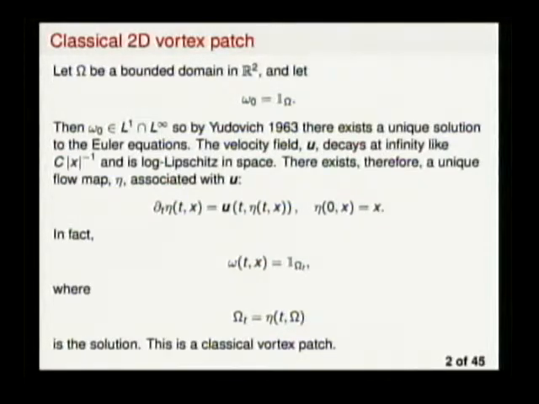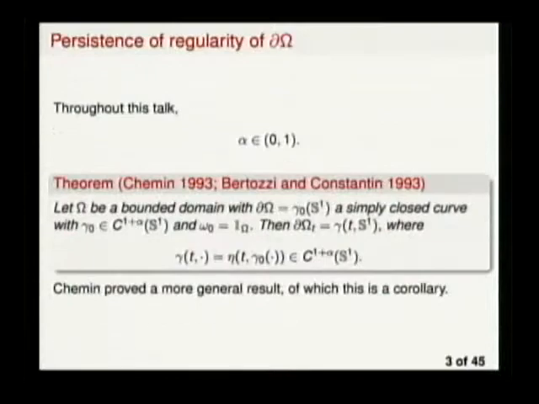So there's an associated flow map, which is a unique flow map, which we'll call eta. Okay? And so the vortex patch itself is the patch as it evolves over time. And so omega at time t, omega sub t, is just the flow map applied to omega at time 0. Okay, it's all fairly standard at this point.